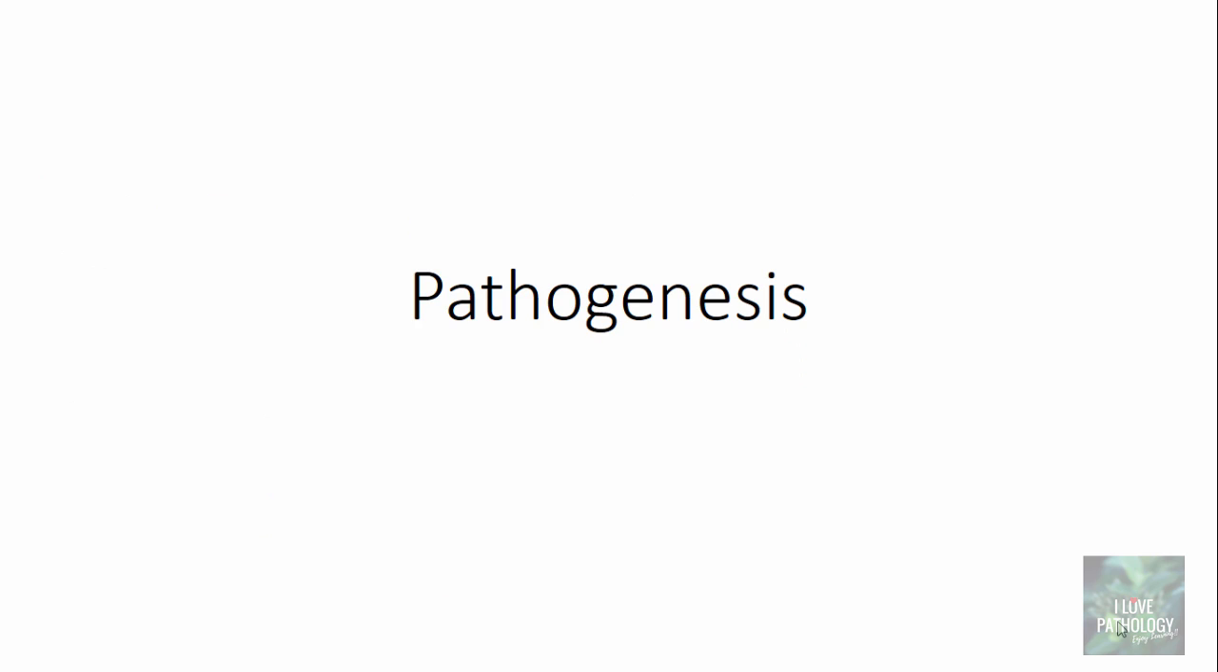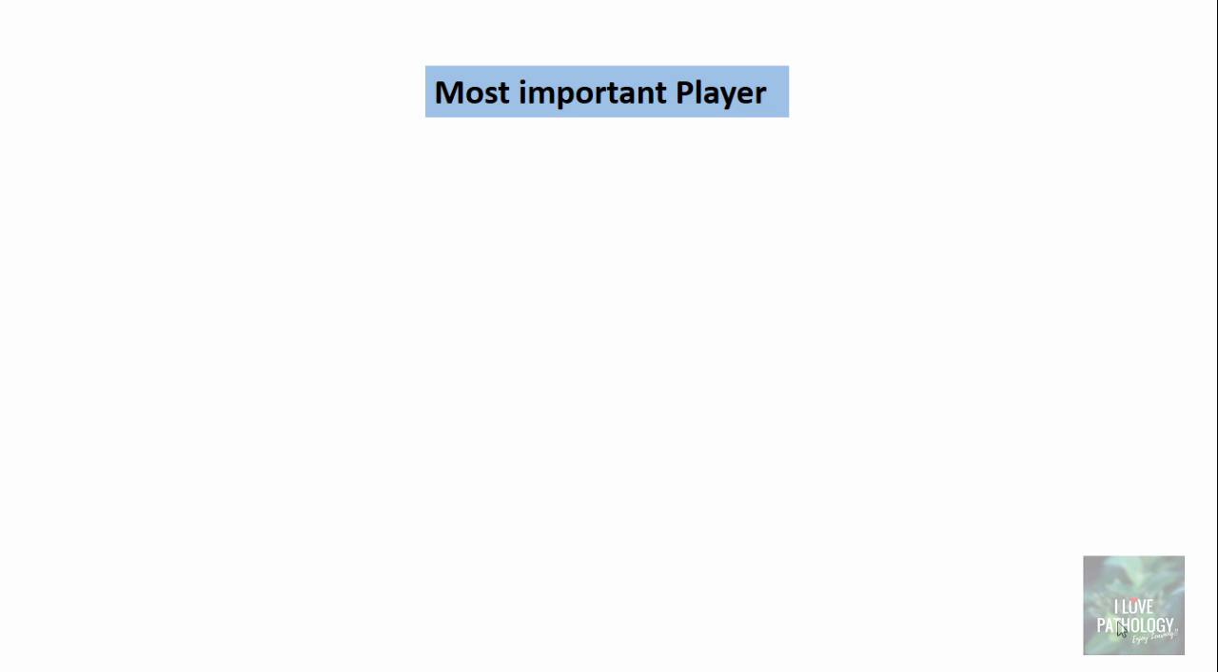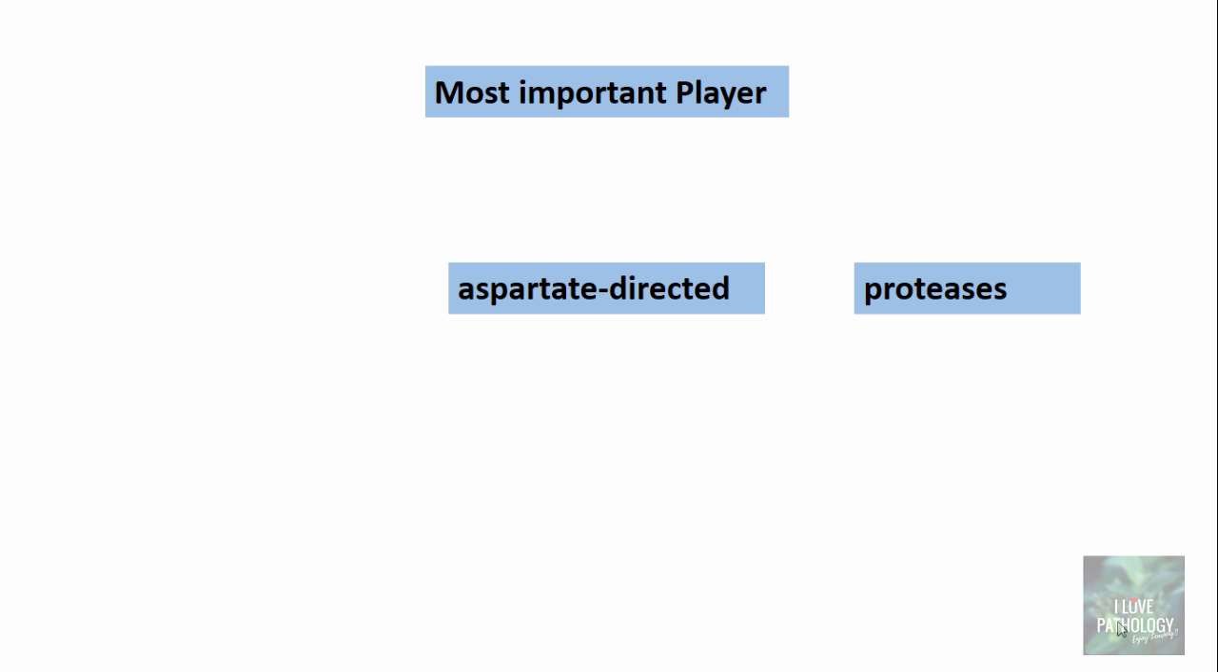Now let us understand the pathogenesis of apoptosis. How actually these cells commit suicide is what we're going to understand now. To understand the mechanism of apoptosis, let us see who is the most important player in helping the cell commit suicide. The most important players are the proteases. You know that proteases are the ones which actually cleave proteins.